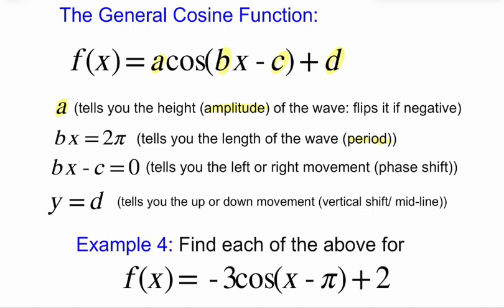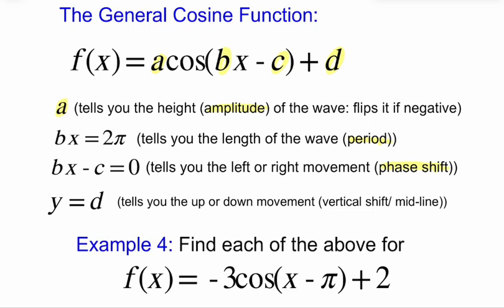Or I'm sorry, yeah. So if you have a minus C, when you see it, it's going to move to the right. If you have a plus C, when you look at it, it's going to move to the left. So that tells us our left or right movement, and that's what we're going to be calling phase shift. Last semester, we just said, hey, did it move left or right? Now we actually have a word for it.